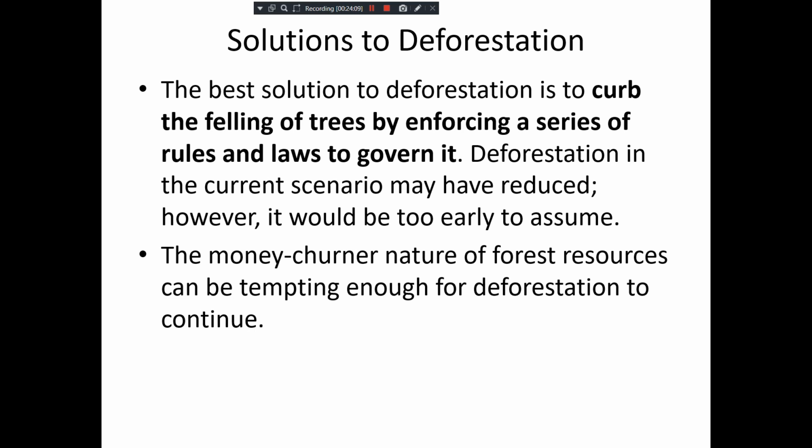One first step we can take is to curb tree felling by enforcing a series of rules and laws to govern it. Of course, in India deforestation has decreased thanks to the efforts of various central and state governments. In fact, one very noticeable and promising thing in India is that the forest cover is increasing.